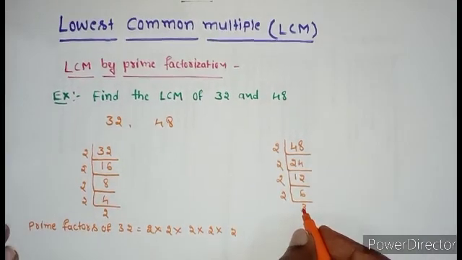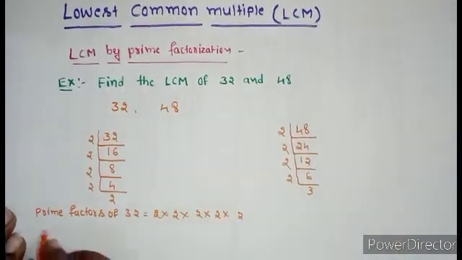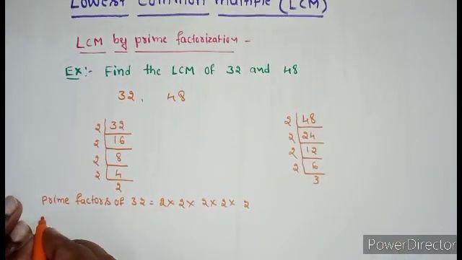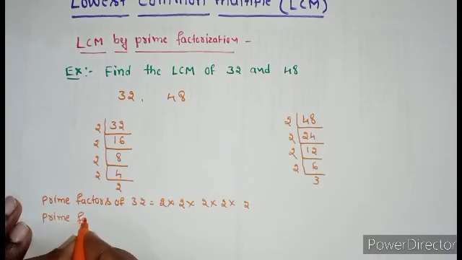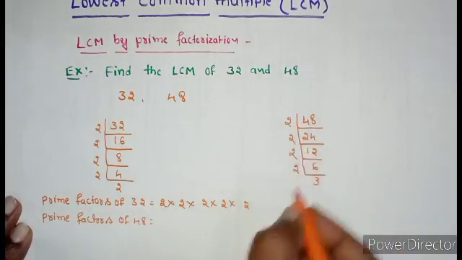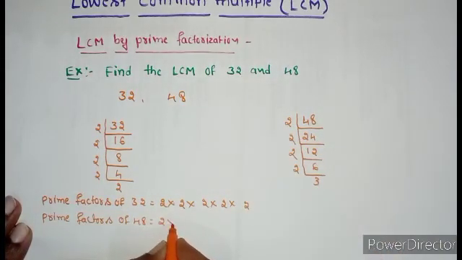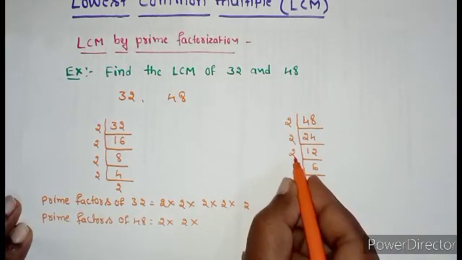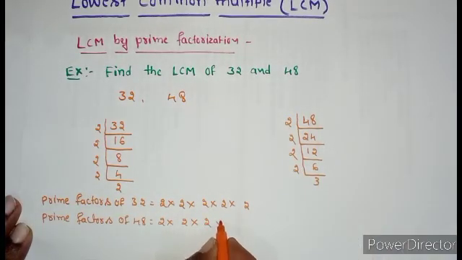So the prime factors of 48 are 2 into 2 into 2 into 2 into 3.